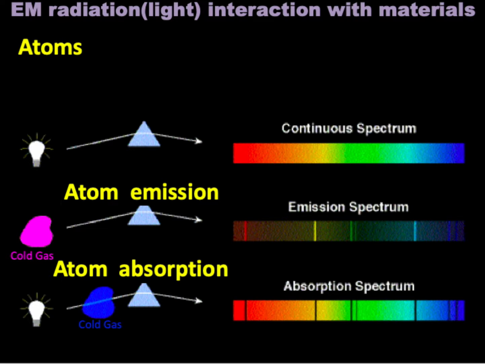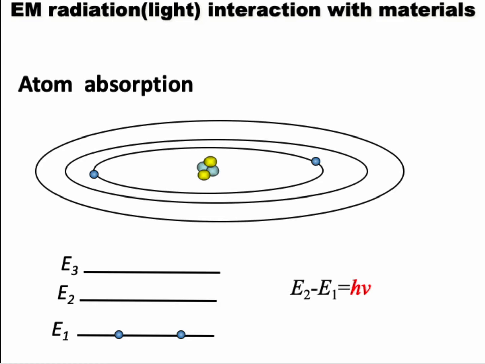We first look at the interaction of electromagnetic radiation or light with atoms. We have sharp absorption and emission spectra for atoms. It is observed for gases of atoms. We see a schematic drawing of absorption for an atom. A photon is coming in, hitting the atom, and gets absorbed. The energy of the photon is transferred to an electron that then changes its orbital.